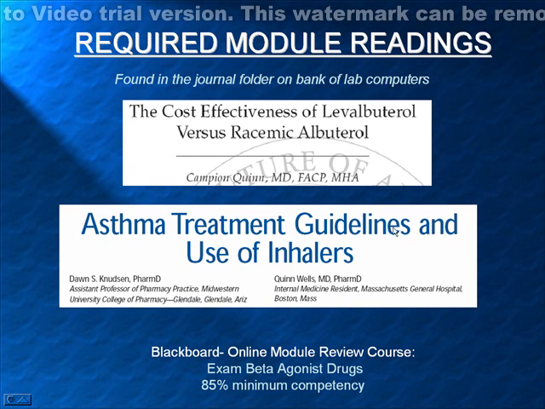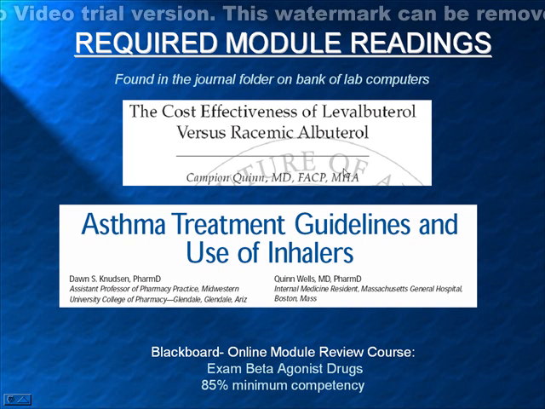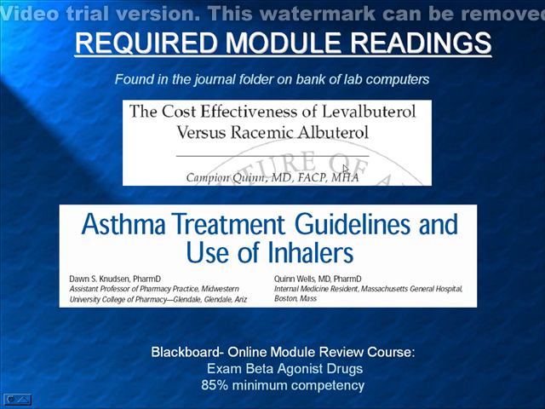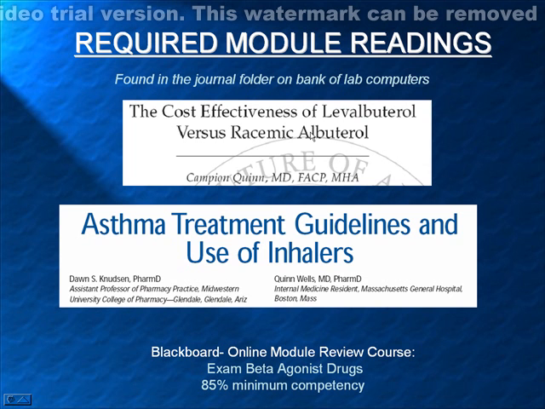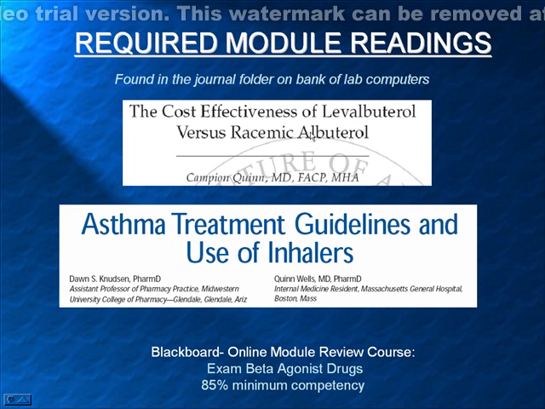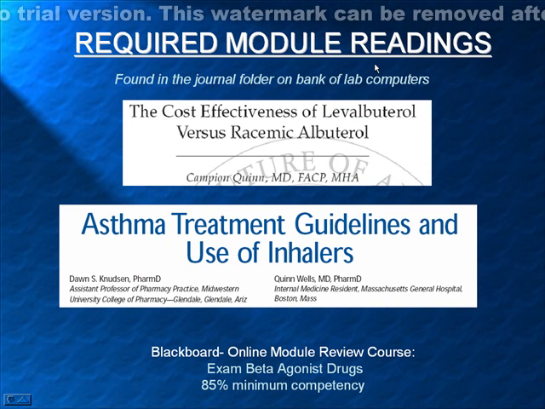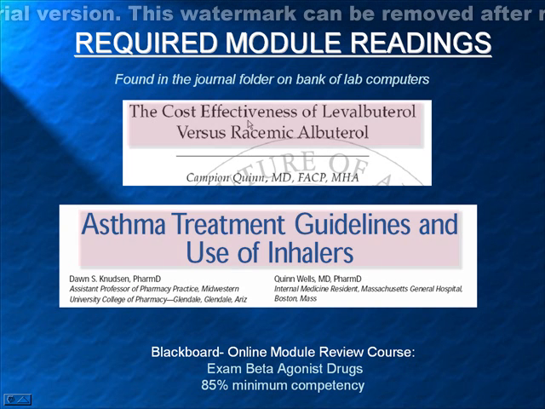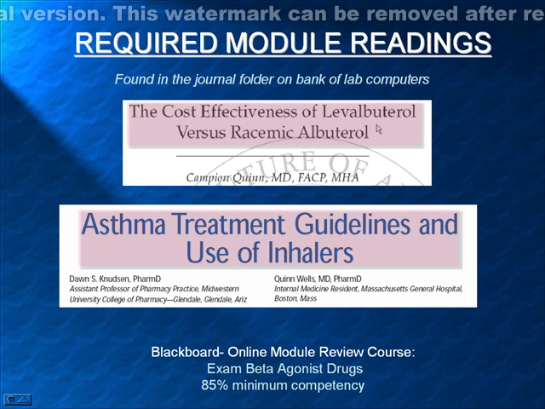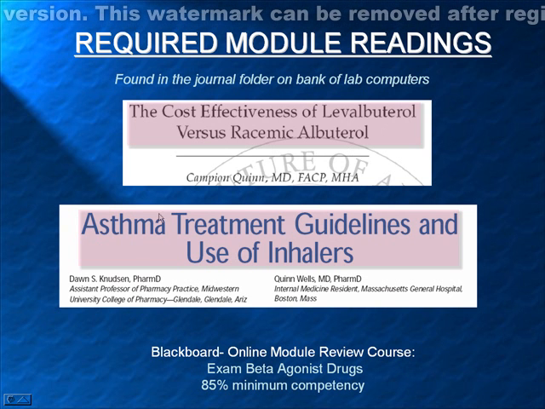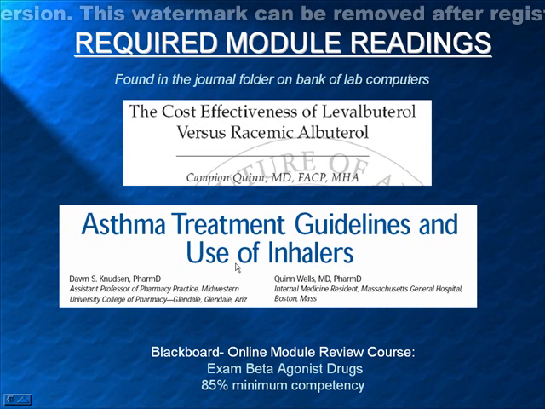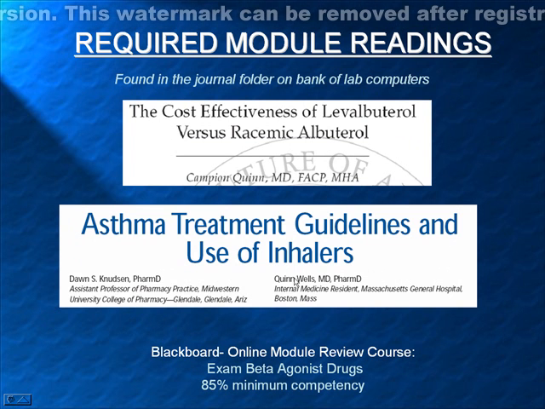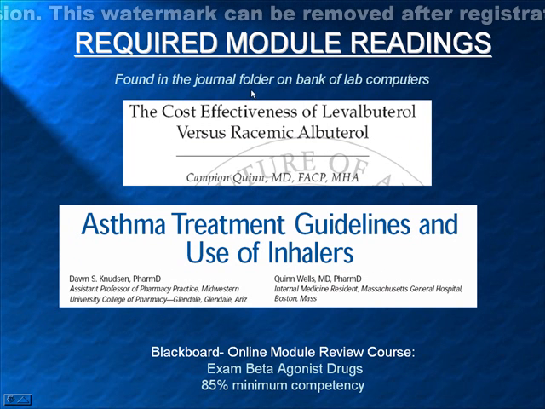Okay, this concludes the review of beta agonist drugs. However, there are 2 other required parts to the module, and that is module readings. There are 2 module readings that you must complete, and they are the cost effectiveness of Levalbuterol versus Racemic Albuterol, and asthma treatment guidelines and use of inhalers. Both of these articles can be found in the journal folder on the Bank of Lab computers.